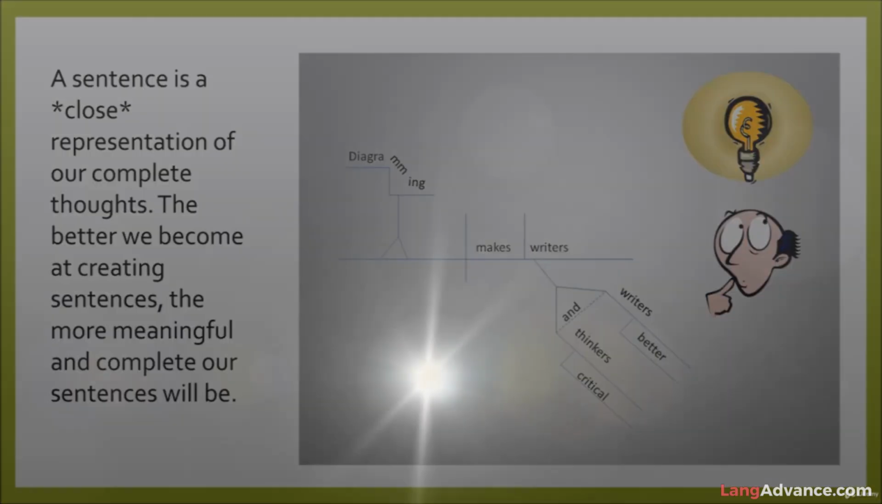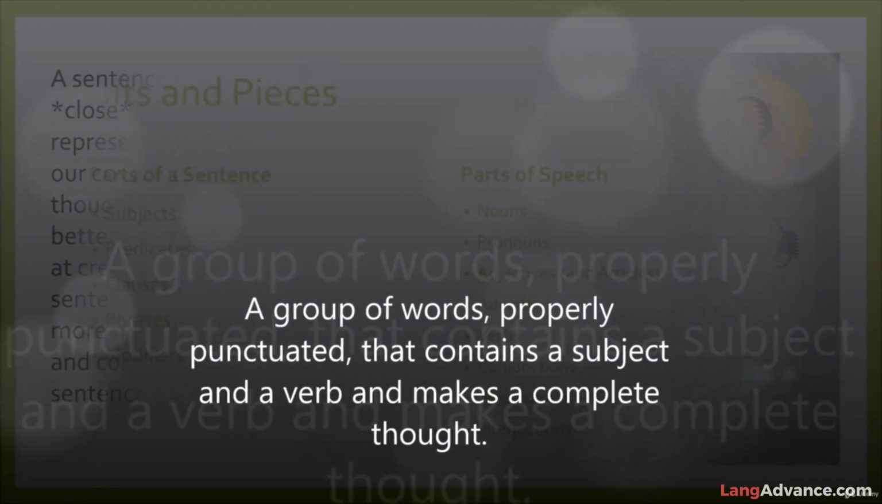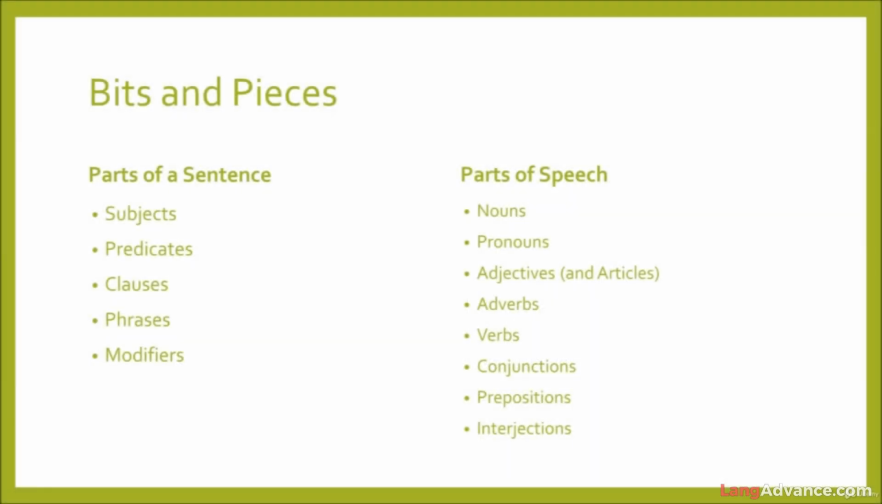More pragmatically, we can define a sentence as a group of words, properly punctuated, that contains a subject and a verb and makes a complete thought, not necessarily a one-to-one correlation to our exact complete thought. There are several bits and pieces of language we use to express our thoughts each and every day. Some of those bits and pieces are parts of speech, and others are parts of a sentence.